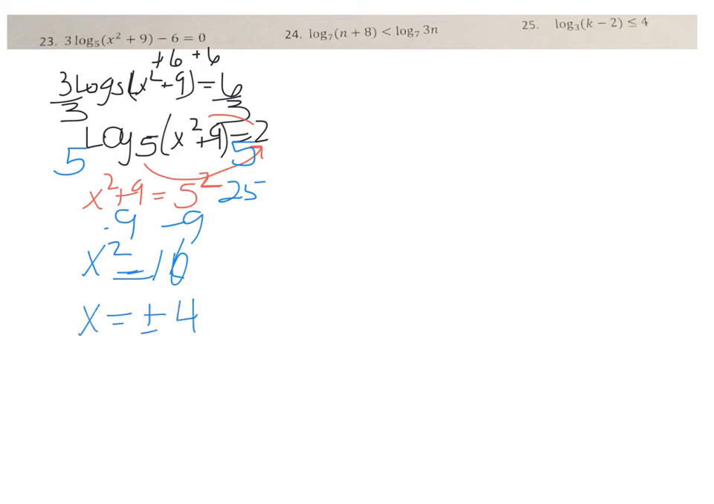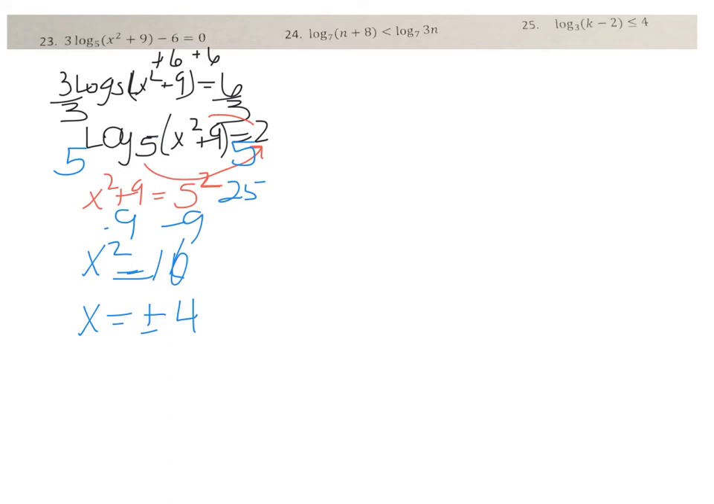I need the plus or minus. Am I allowed to have both? That's a good question here. When I plug in negative 4, does it make the part of the log negative? Nope, because I'm going to square it first. And then does it make the positive 4? Does that make it negative? No. So this is one of those cases where both the positive and the negative are acceptable answers.